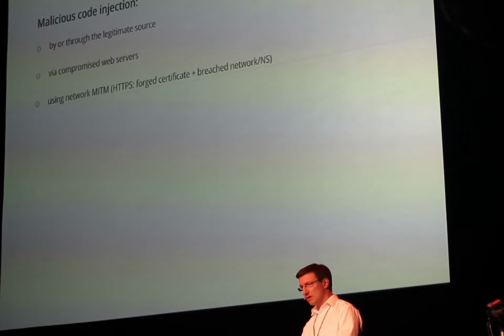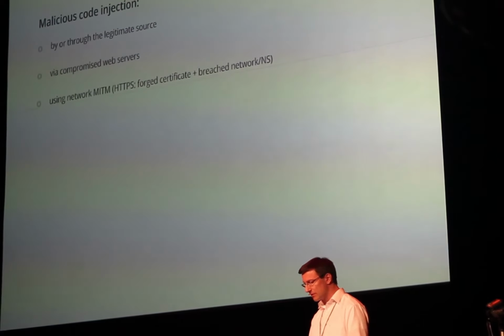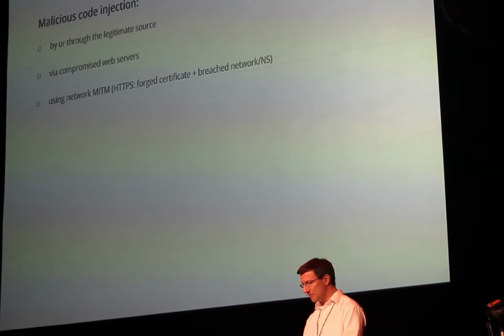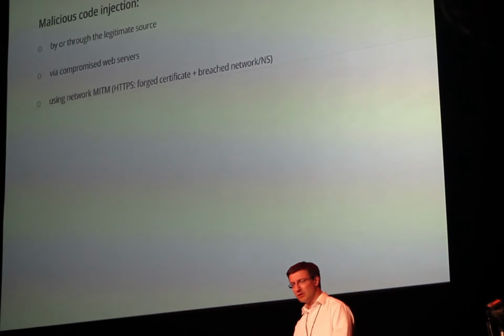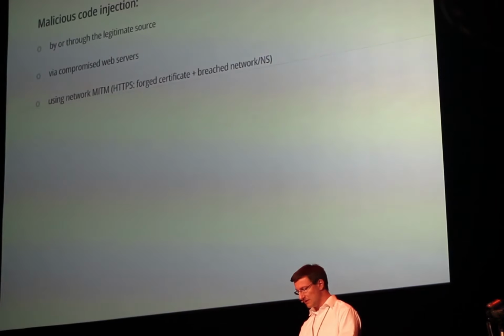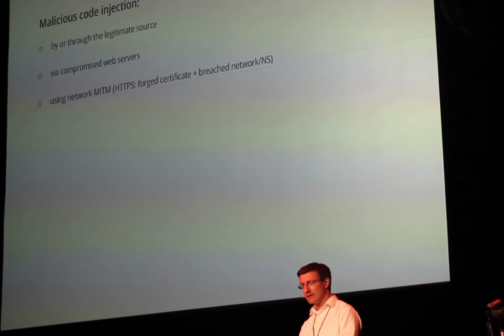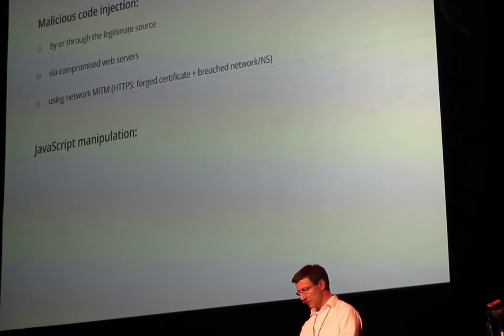You can do so through the legitimate source. So if the original programmer decides to go rogue or is forced to go rogue, then that's the point where you can always inject malicious code. You can just hack or physically compromise the web server that is hosting the JavaScript or the binary. You can use a network man-in-the-middle attack for HTTPS, which everybody should be using today. You need to, again, forge a certificate, which should be easy for governments. And on top of that, you need to breach the network connection somewhere between the user and the server, and/or the name server, which should also be possible for governments.